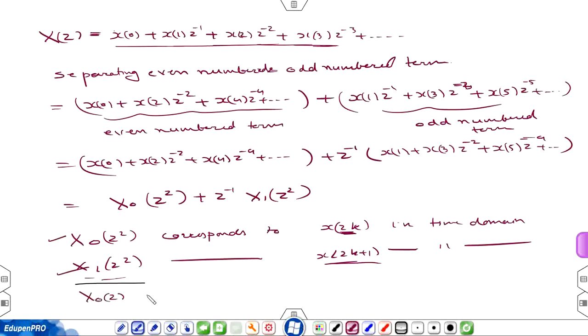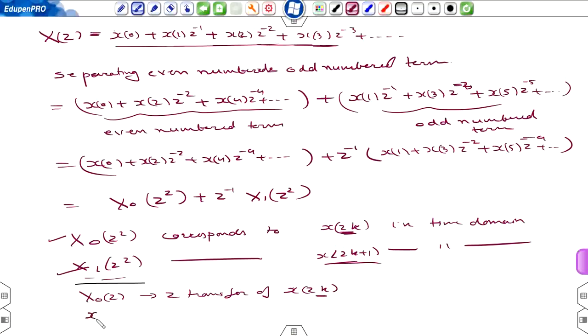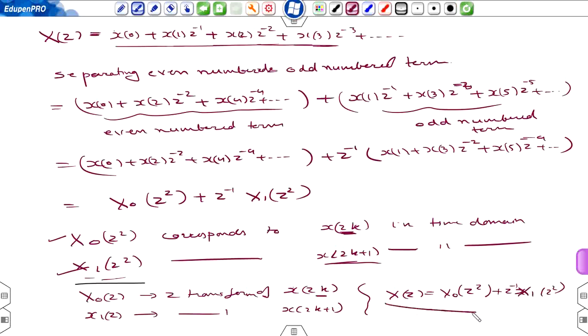So X0(z) is the z transform of x of 2k, the even number terms, and X1(z) is the z transform of the odd number terms, that is x of 2k plus 1, and X(z) is X0(z square) plus z inverse X1(z square). We can easily prove this relation.